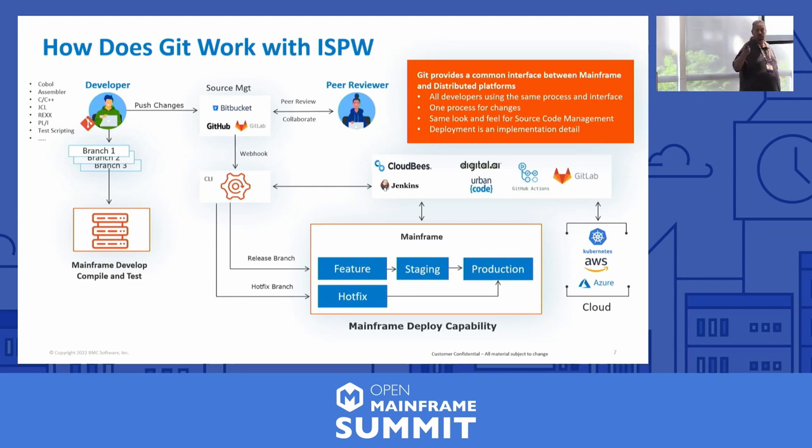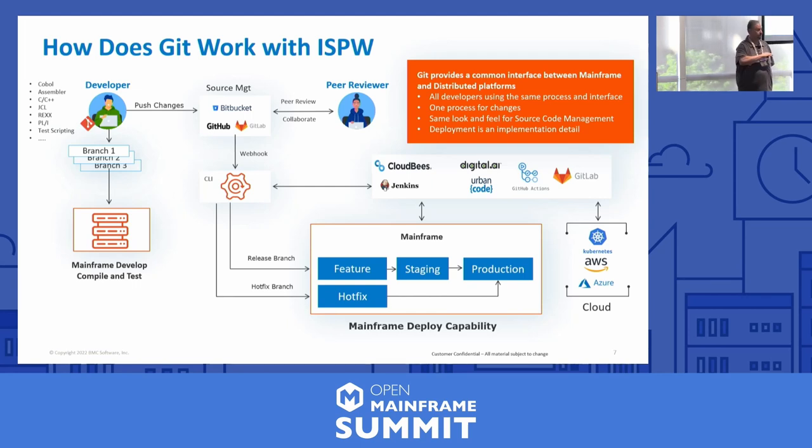So it makes it difficult to decide where that program resides. You have a program that could be on Git, could be in Endeavor or wherever else, Librarian or something. How do you deal with not knowing where the program is?